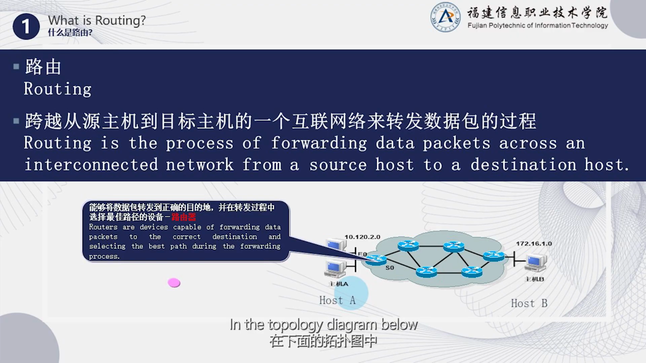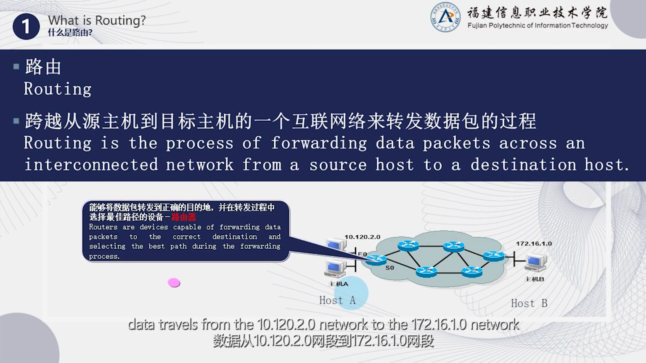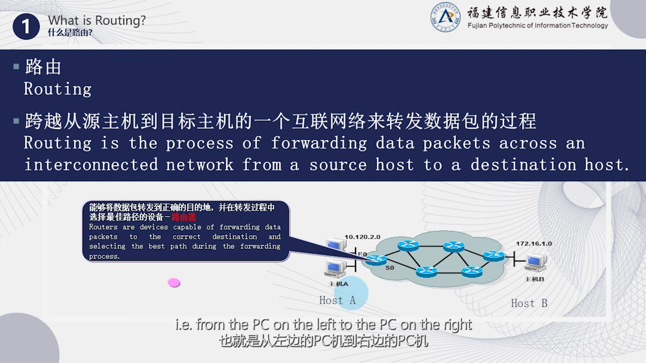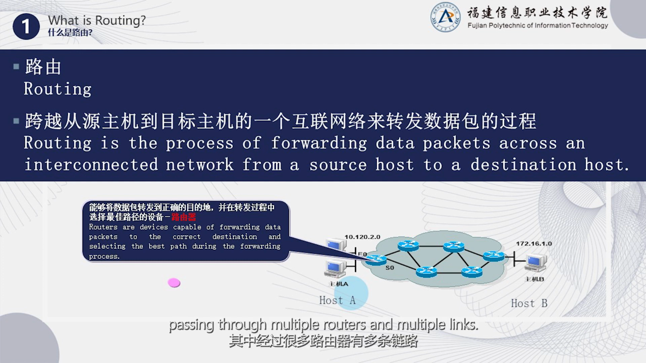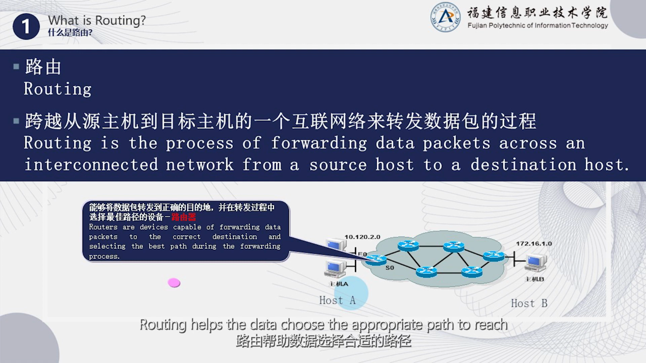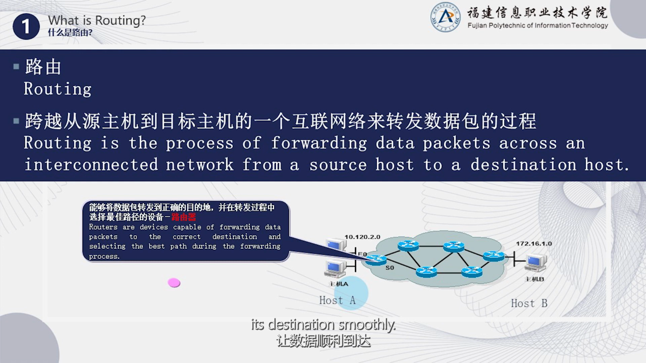In the topology diagram below, data travels from the 10.120.2.0 network to the 172.16.1.0 network. In other words, from the PC on the left to the PC on the right, passing through multiple routers and multiple links. Routing helps the data choose the appropriate path to reach its destination smoothly.